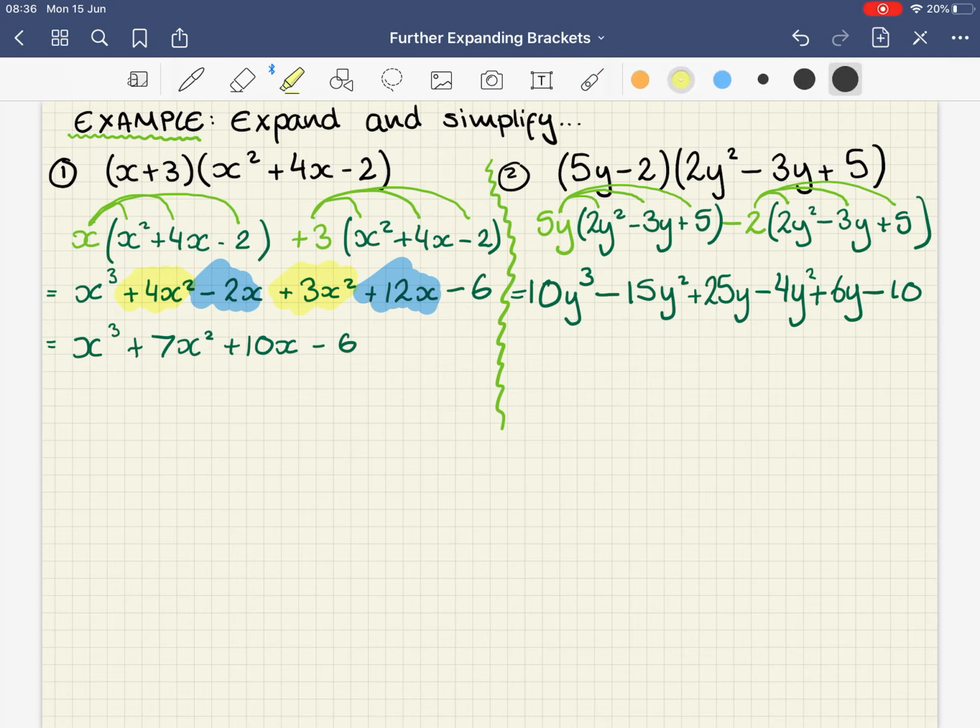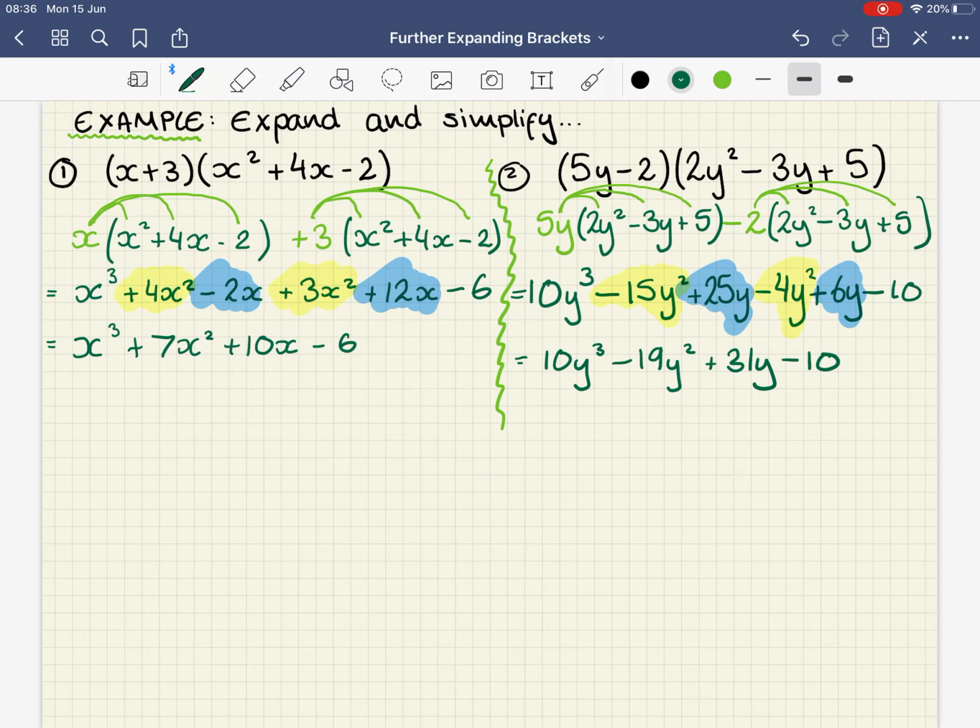Okay, so collecting my like terms now. I've got a negative 15y squared and a negative 4y squared. I've got a 25y and a 6y. So negative 15 take away 4 is going to give me negative 19y squared. Then 25 plus 6, that's going to be 31y.